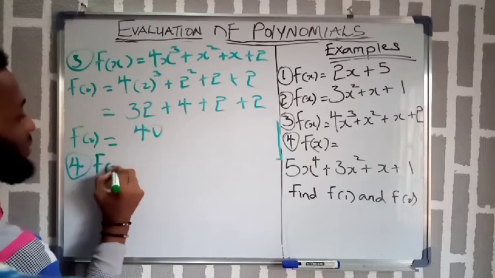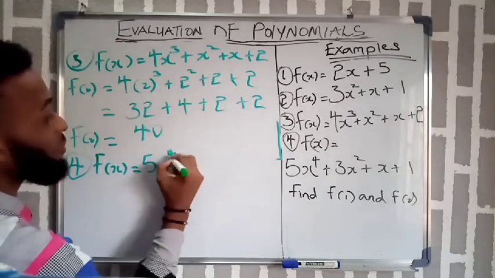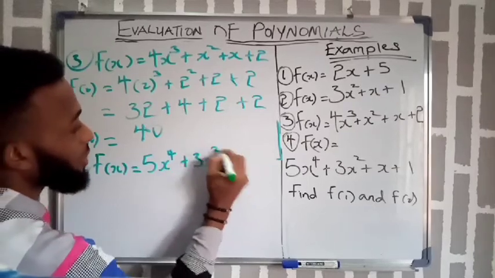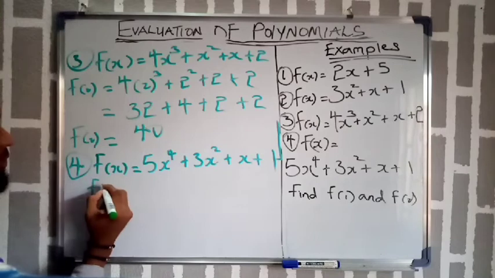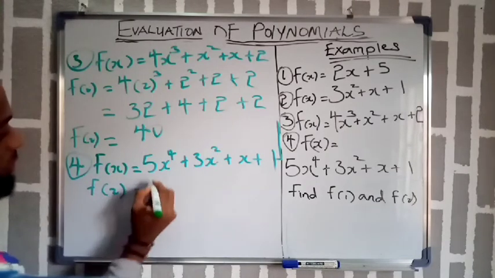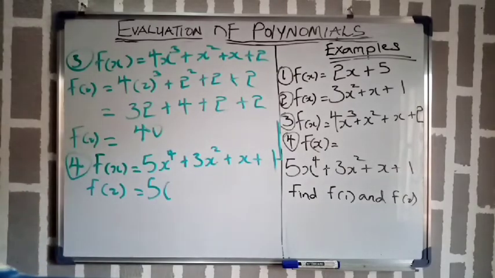In this last example, f of x equals 5x to the power 4 plus 3x squared plus x plus 1. Then f of 2 will be 5 to the power. Okay. Sorry, I meant to write.